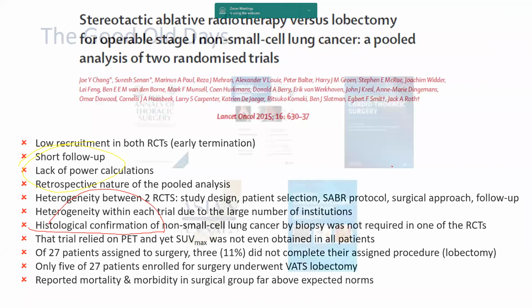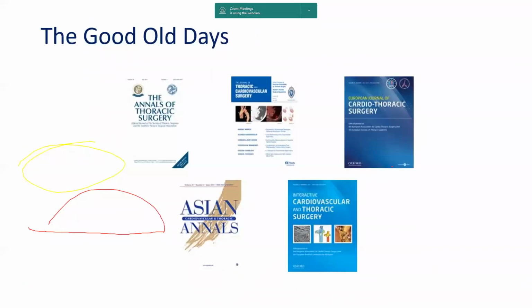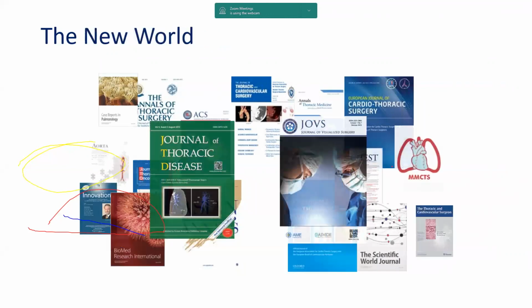Now, with all that in mind, let's see what happens when you actually submit to a journal. What else do they look for? In the good old days, back in the 90s, if I was a cardiothoracic surgeon and I wanted to submit a paper, easy. There were only a few journals out there, and you could submit to one of these. Nowadays, things are a lot more difficult.